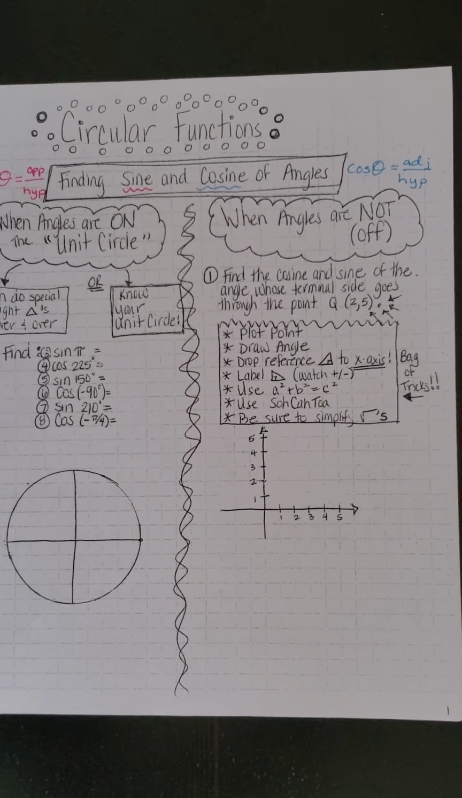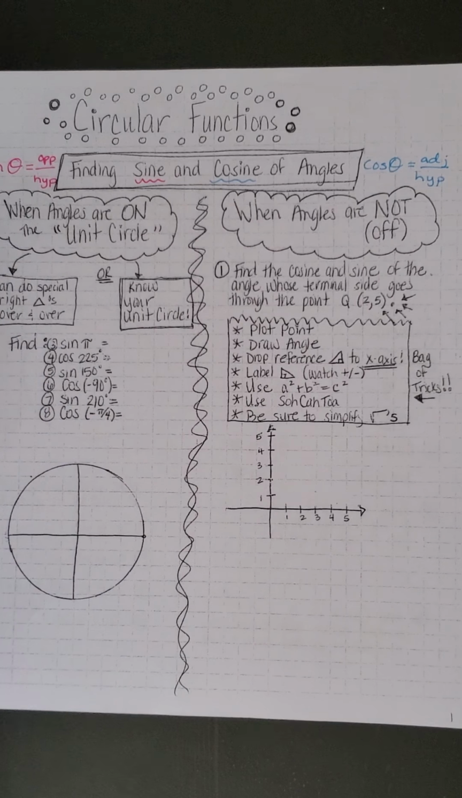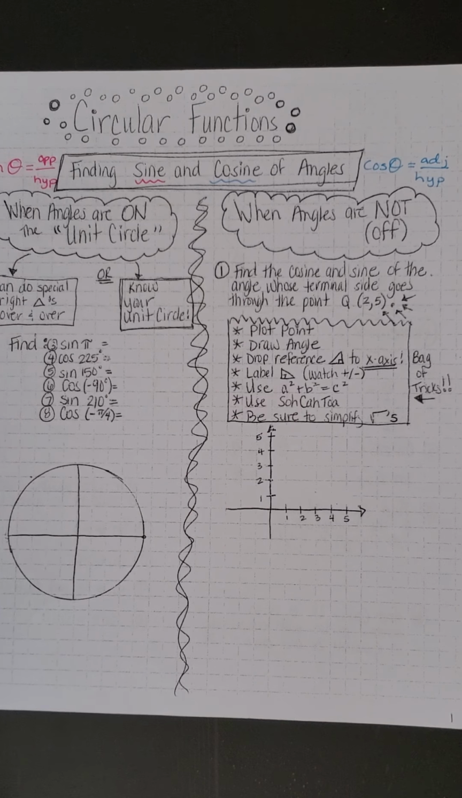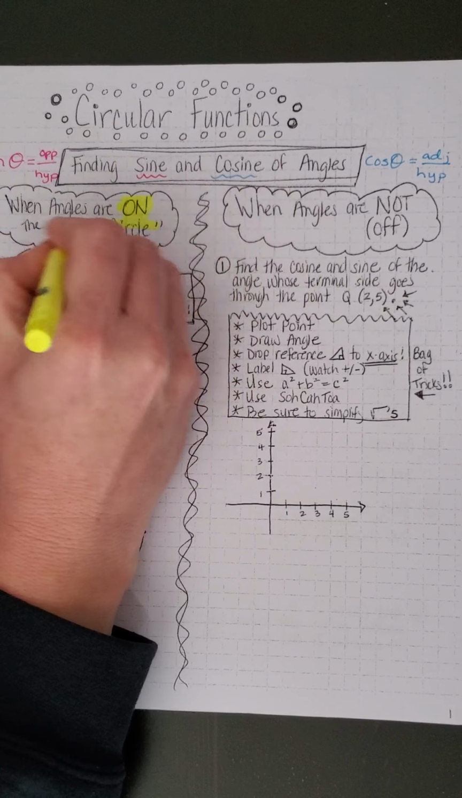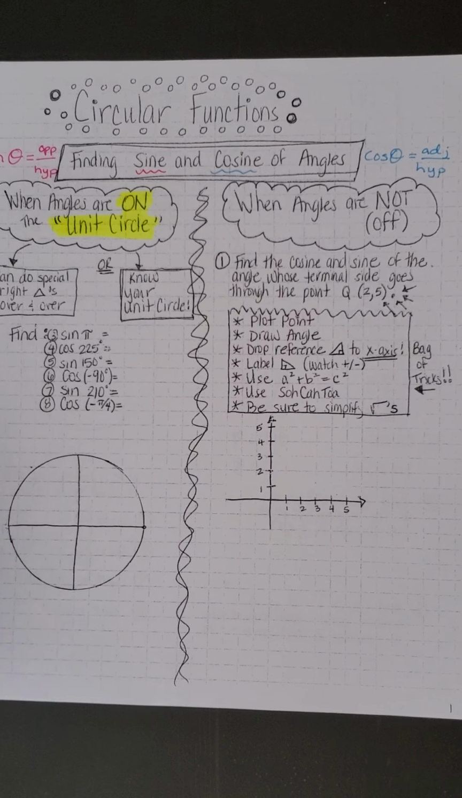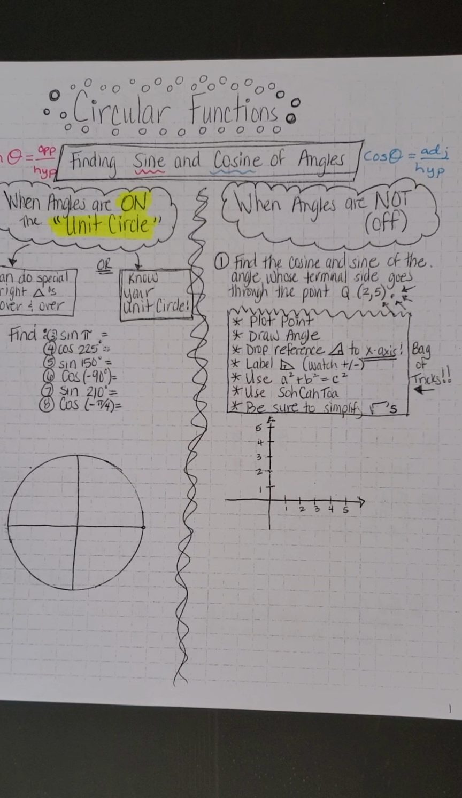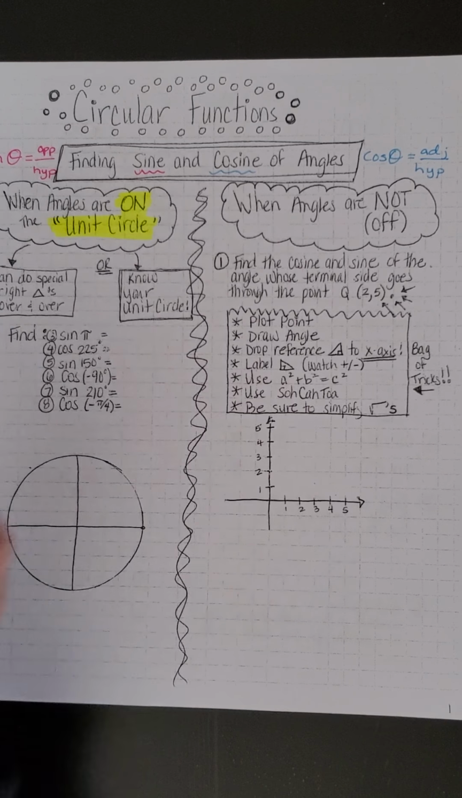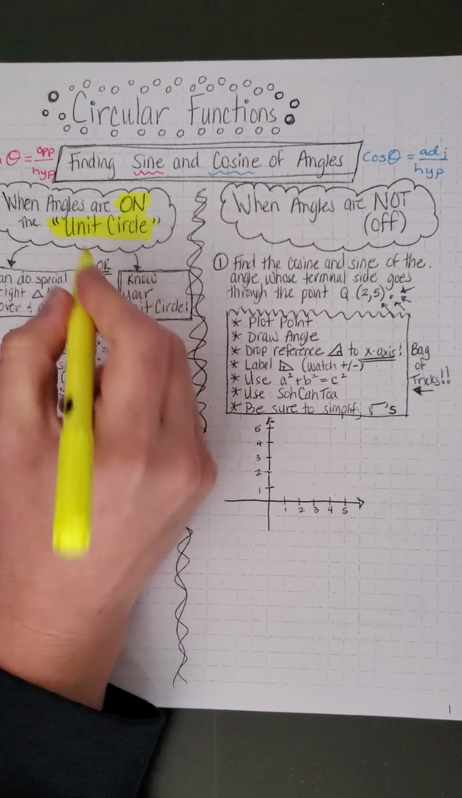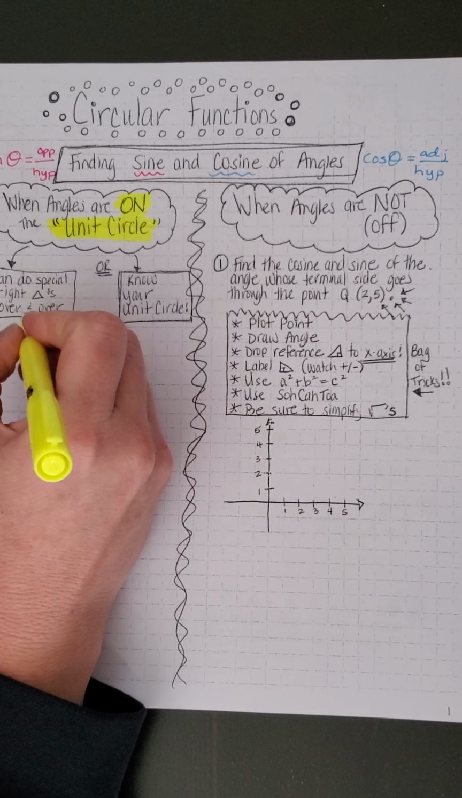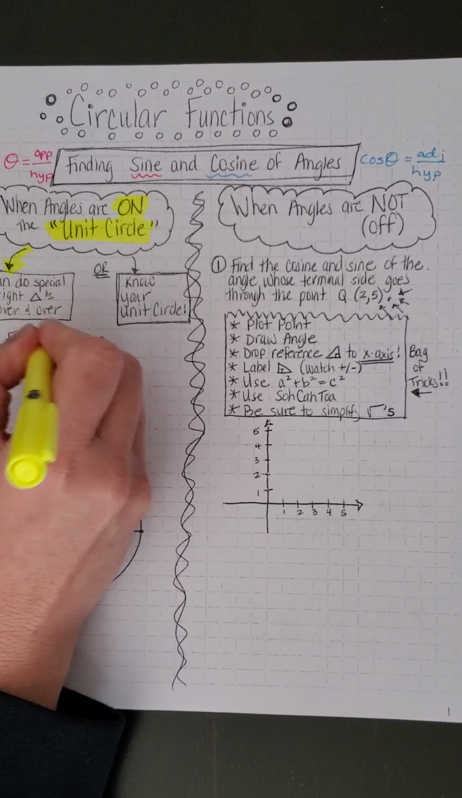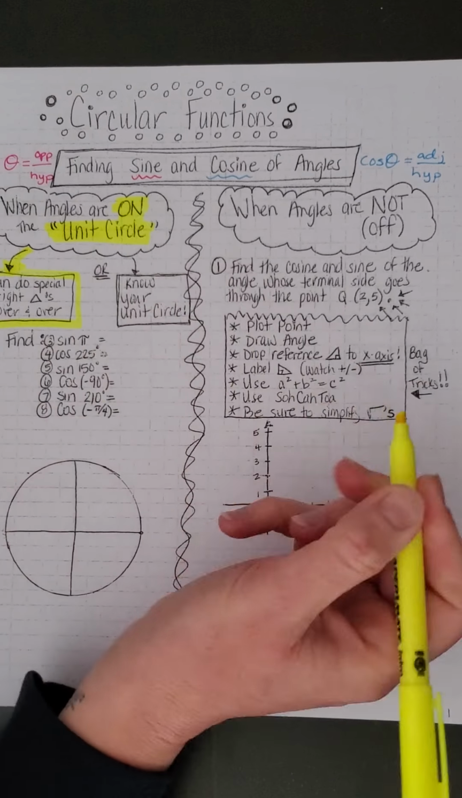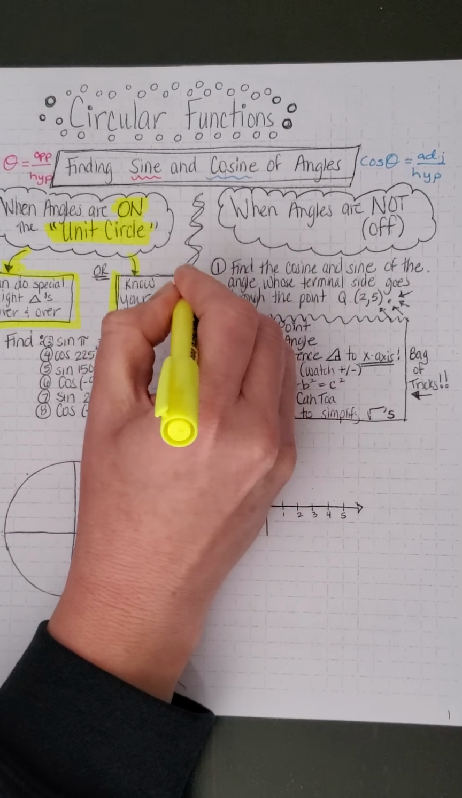I'm going to shrink this just a bit so you can get my whole screen. There we go. So it says when angles are on what's called the unit circle. We talked a little bit about that in the last notes, but we didn't go into great detail. When angles are on the unit circle, we don't know what the unit circle is yet, and I'm going to go over the unit circle. You have two options. You can either do, number one, special right triangles over and over, or number two, you can know your unit circle.